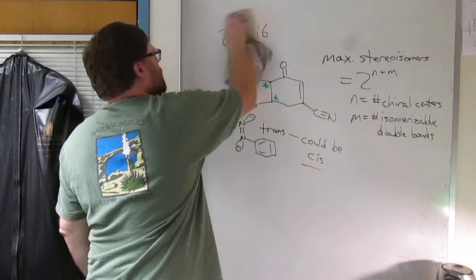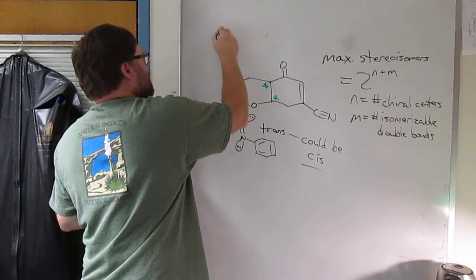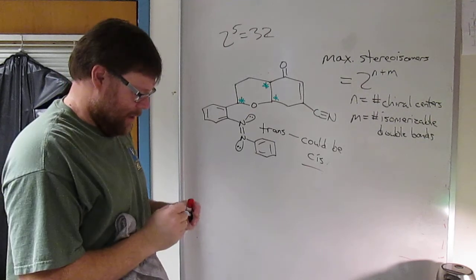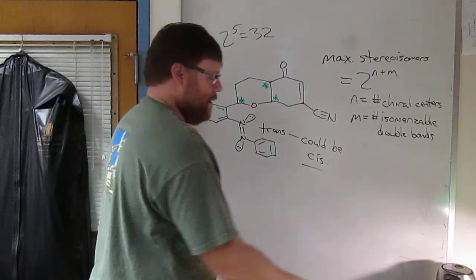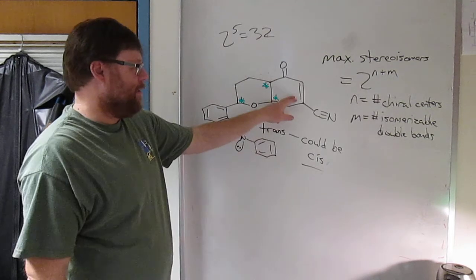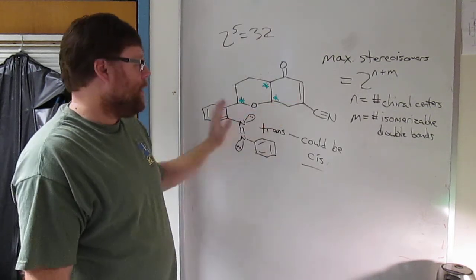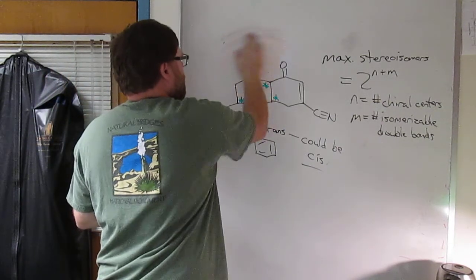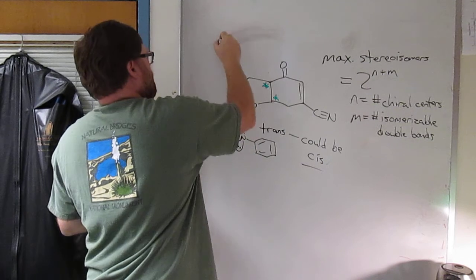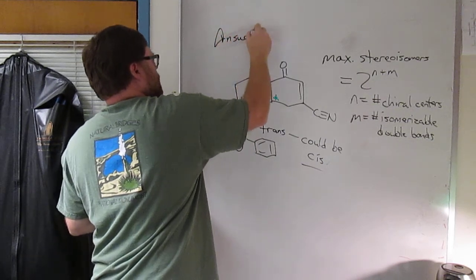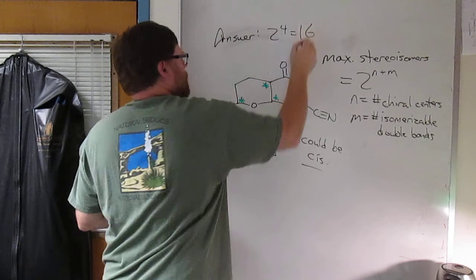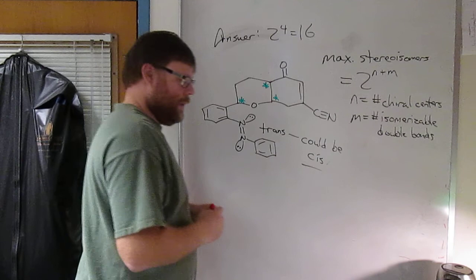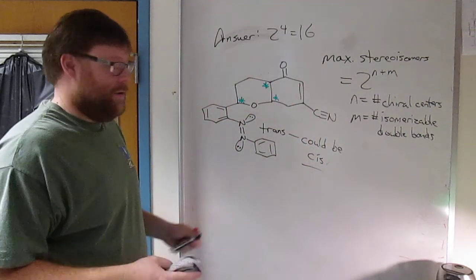How many of you said 2 to the 5 is 32? If you said that, at this point in your development, this is a pretty acceptable answer because you identified this as a double bond. I'm now going to erase the molecule, so if you want to see anything about this, the answer again is, I'm going to put up the final answer. There are 16 possible stereoisomers for this molecule. All right. If you understand it, you can be done.